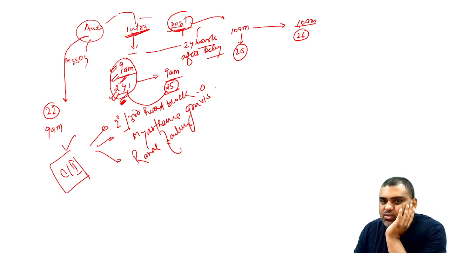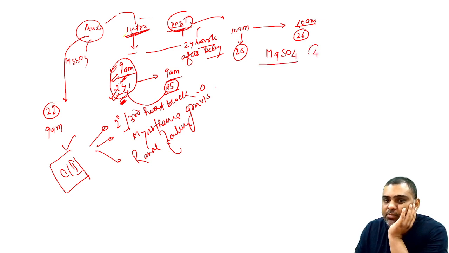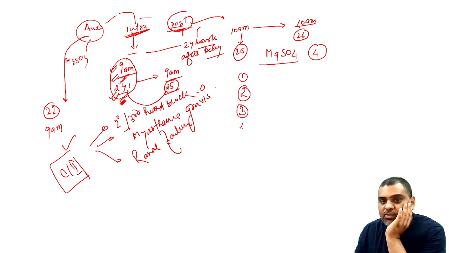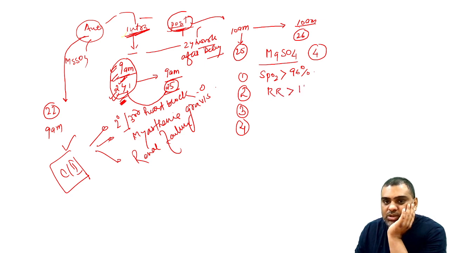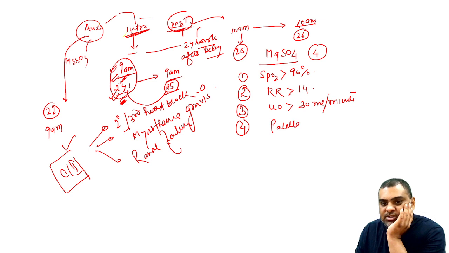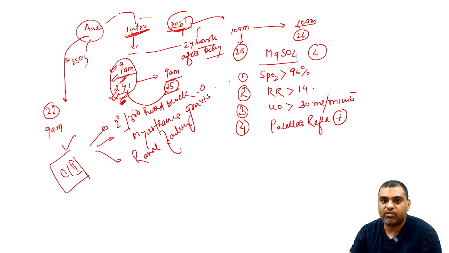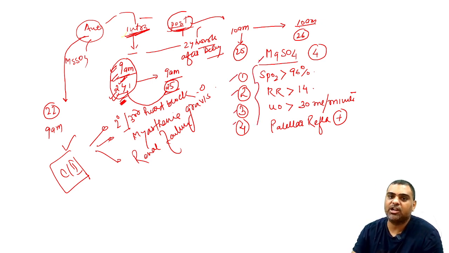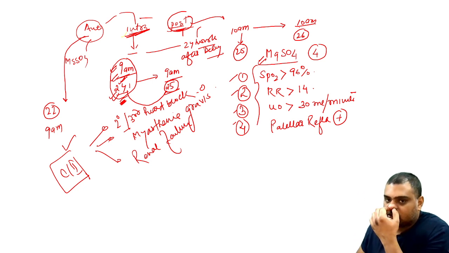Now, whenever you are giving MgSO4, you have to check 4 points before giving the next dose. You will give the next dose only when all 4 points are present. Saturation should be more than 96%. Respiratory rate should be more than 14. Urine output should be more than 30 ml per hour. And patellar reflex should be present. When all four findings are present, only then will you repeat the next dose of MgSO4. Otherwise, you will not repeat it.